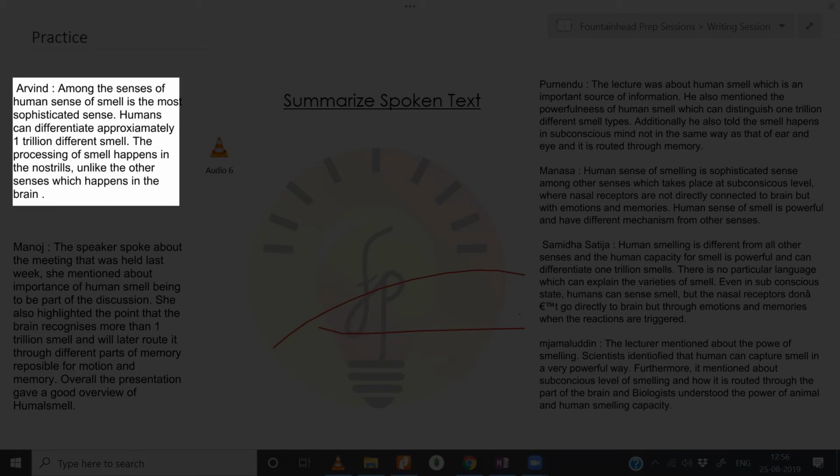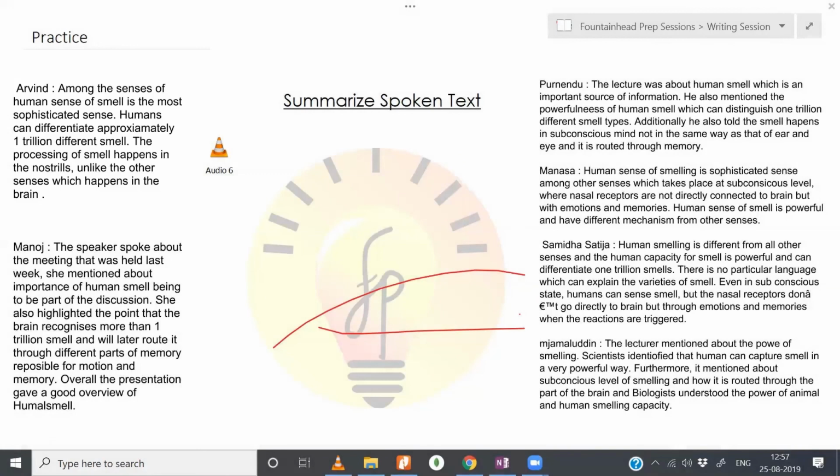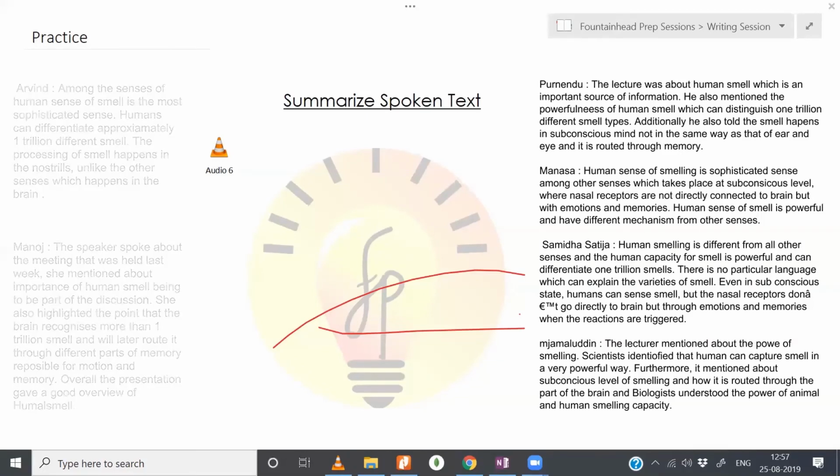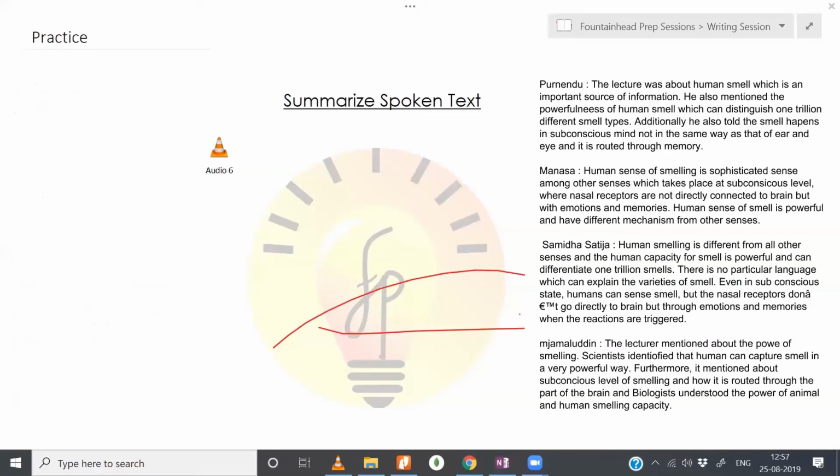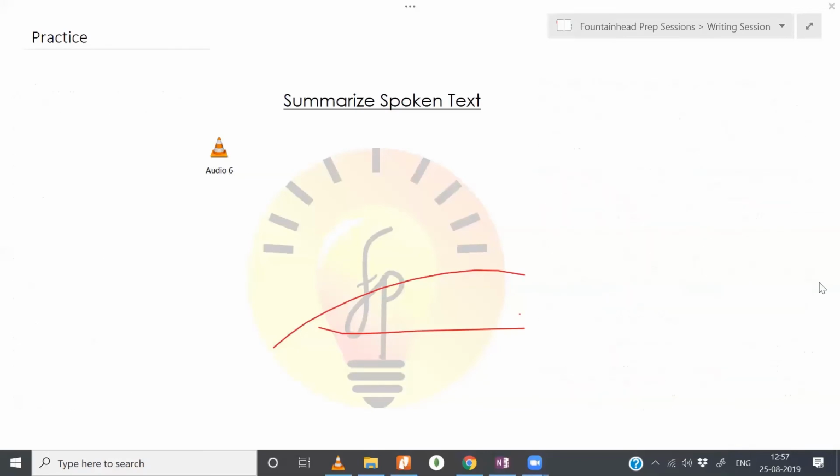Humans can differentiate approximately 1 trillion different smells, because processing of smell happens in the nostrils, unlike the other senses, which happens in the brain. Okay, I think this may not be 50 words. So you have to write a few more, Arvind, and you have to avoid repeating the same words again and again. Is this clear, Arvind?